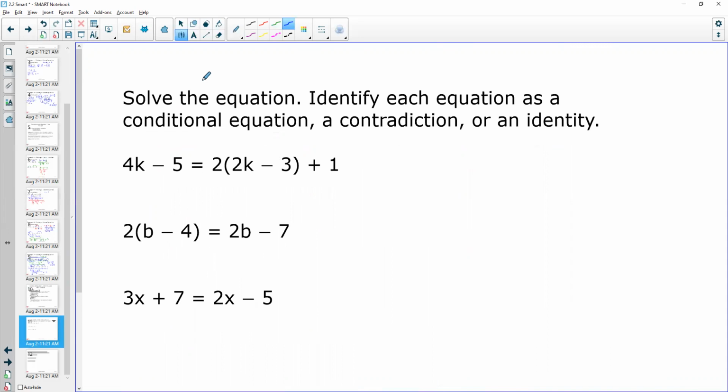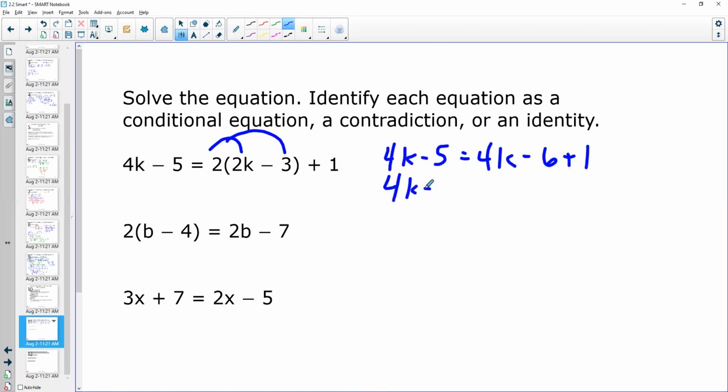So here's what you do. You always simplify first, okay? So we go through the same steps we've been going through. So let's see, this side is simplified on the left, so I'm going to simplify the right. So on the left, I have 4k minus 5 equals 4k minus 6 plus 1. 4k minus 5 on the left, 4k minus 5 on the right. So you can see right now that both sides match. When that happens, this is going to be an identity.